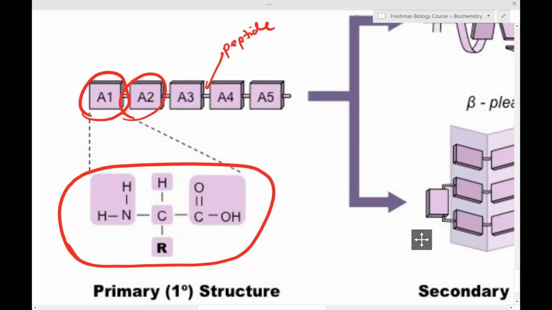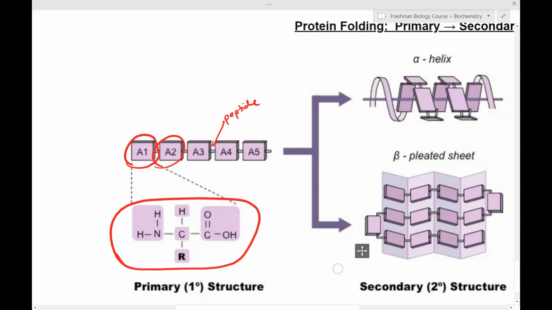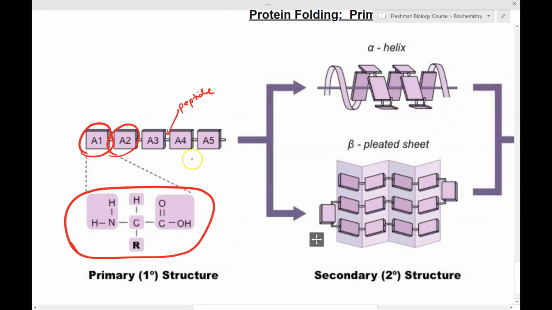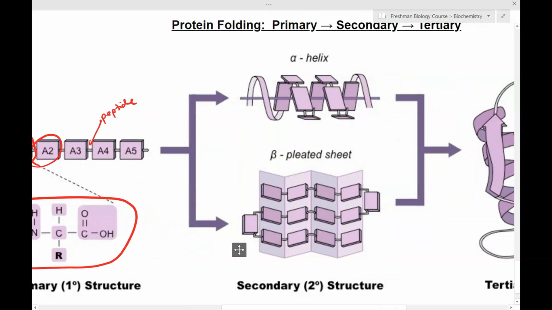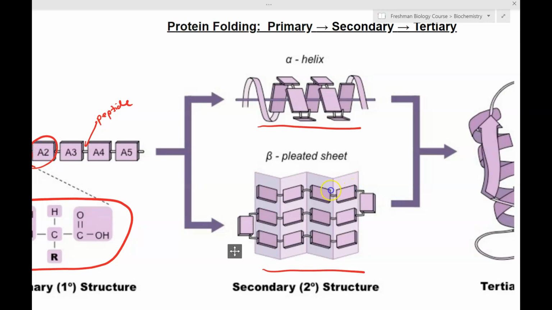So that is just the general structure. This is my primary structure, which is going to be my individual amino acids, just a flat chain, a polypeptide chain. Then I have my alpha helix, which is more of a helix type shape. And then I have my beta pleated sheet. So you need to know that for secondary protein structure, it's either going to be an alpha helix or a beta pleated sheet.